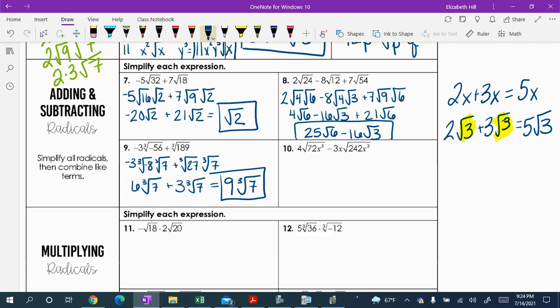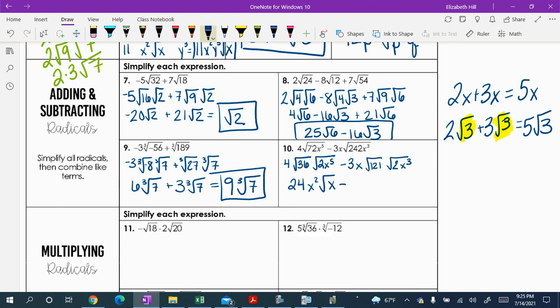All right, number 10. That 42, we can break that up into 36 and 2. So I'm going to go square root of 36. I said 2, so I'm going to go x to the 5th. I'll leave that there for now. Minus 3x, and 242, we could do square root of 121, and that would be times 2x to the 3rd. All right, so square root of 36 is 6. 6 times 4 is going to give us 24. Now, I also have that square root of x to the 5th. 2 goes into 5 twice, so x squared, leaving behind an x.